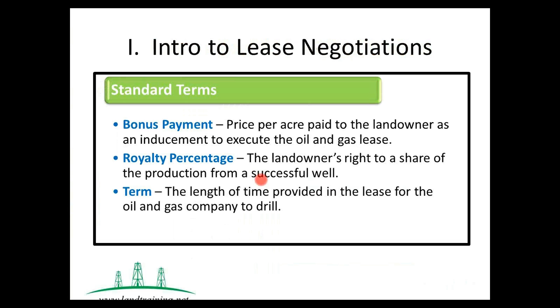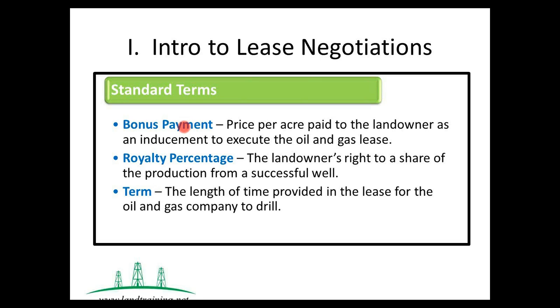It's a contract. So the standard terms that you will be given when you're given the authority to take an oil and gas lease are: you basically start out with what the bonus payment is going to be, what the royalty percentage is going to be, and what the term is going to be. The bonus payment is something that we pay to the mineral owner, and it's on a per acre basis. So it might be $300 an acre.